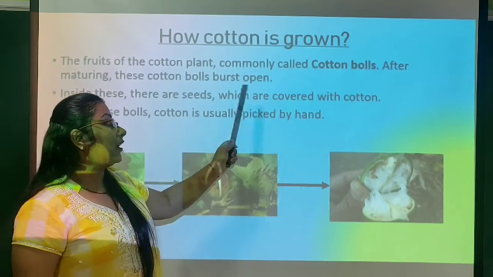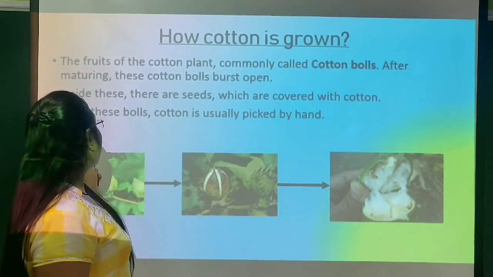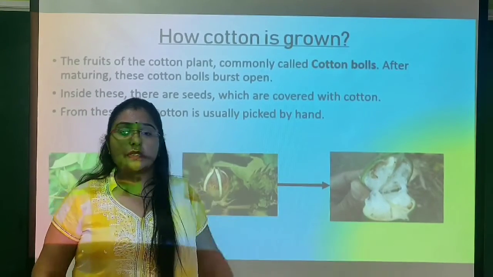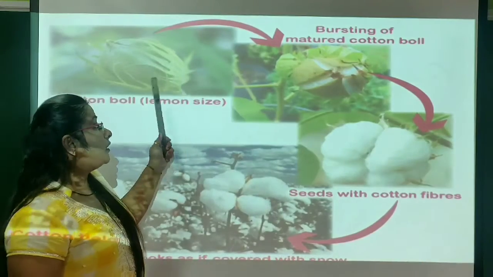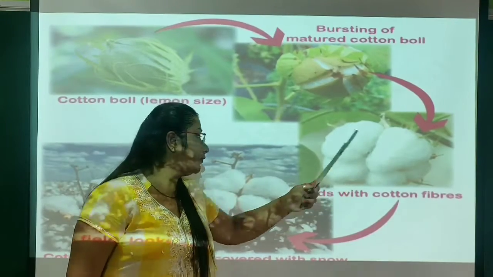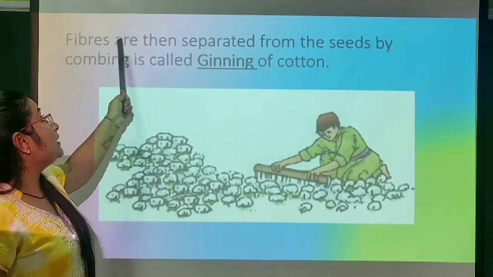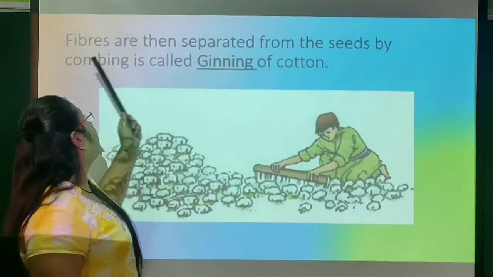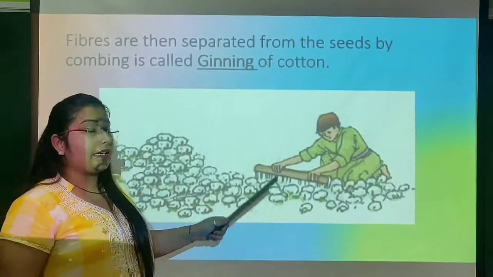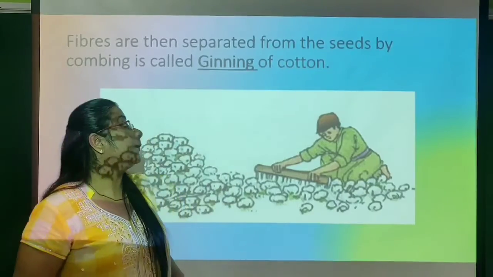Inside these, there are seeds which are covered with cotton. From these balls, cotton is usually picked by hand. They take out the cotton from the ball by using their hands. Now, in this picture, you also see a cotton ball slowly bursting, and the seeds with cotton fiber look like snow. Fibers are then separated from the seeds by combing, which is called ginning of cotton. They are combing and removing the seeds from the cotton. This whole process is known as ginning.